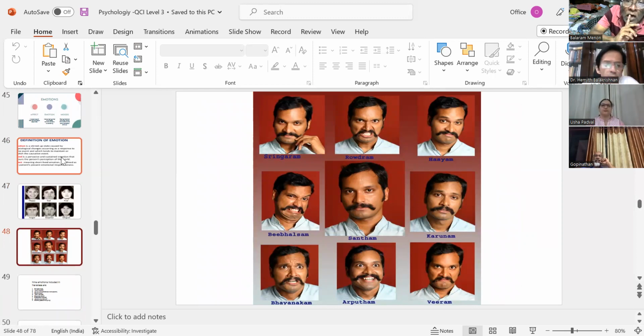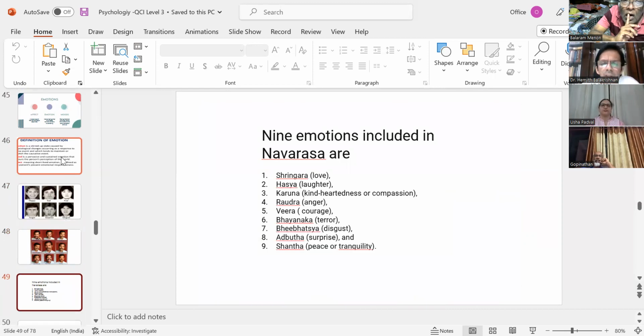All nine kinds of emotions. The nine emotions included in our Navarasa are Sringara, love; Hasya, laughter; Karuna, kind-heartedness; Raudra, anger; Veera, courage; Bhayanaka, terror; Bibhatsa, or disgust; Adbhuta, surprise; and Shanta, peace or tranquility.